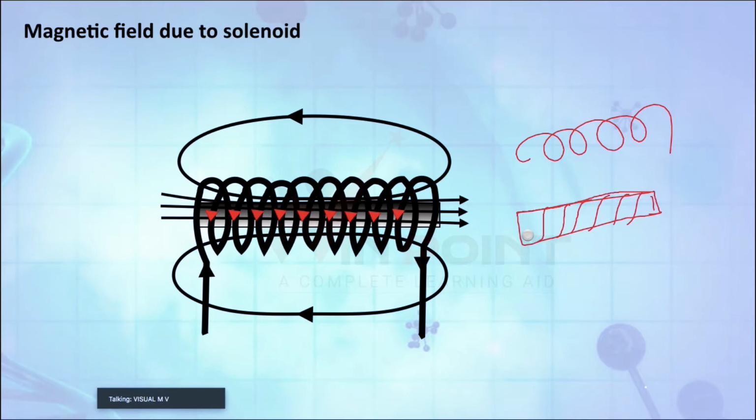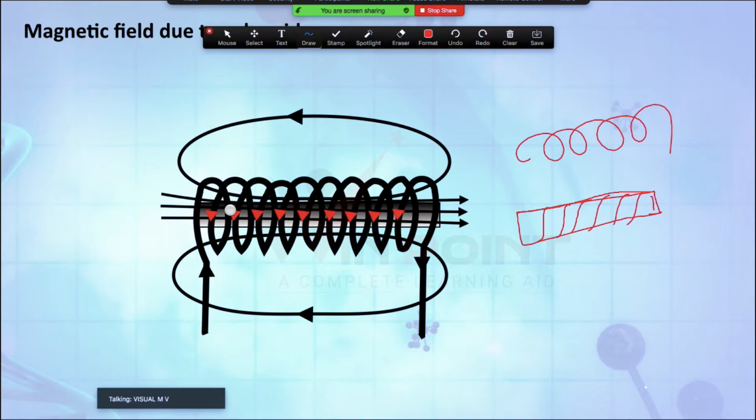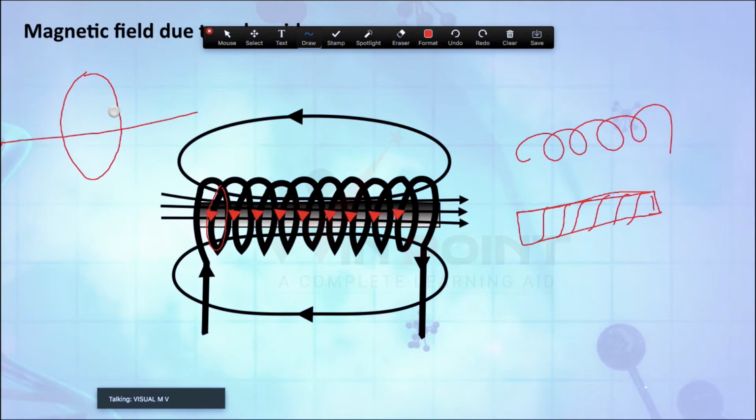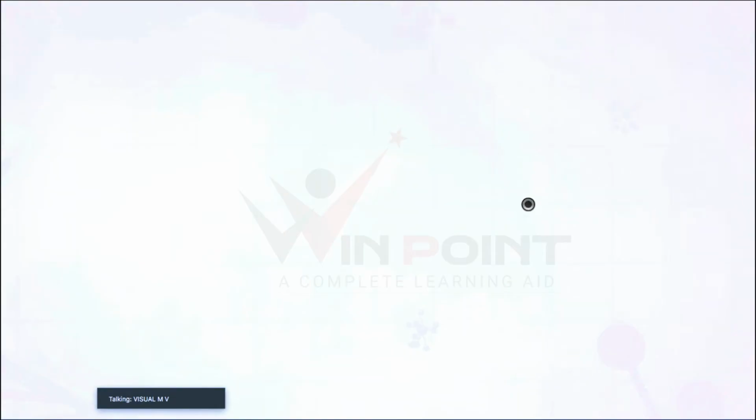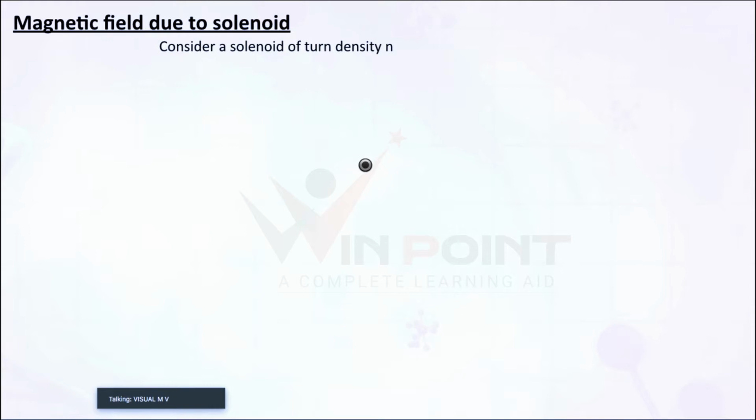If I am considering this solenoid, you need to understand one thing. There are too many circles. In this circle, if I am transmitting current through it, the path of the current will be circular. If I am considering a plane here, one current is going inside the plane and the other current is coming out of the plane. So we consider a solenoid of turn density n.